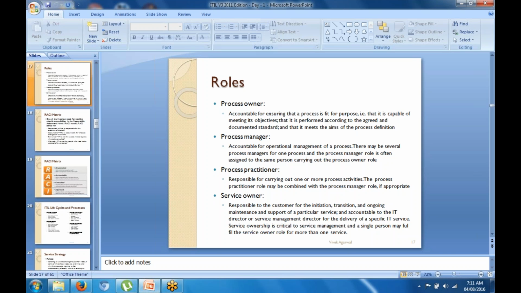Fine. Process manager: accountable for operational management of a process. There may be several process managers for one process, and the process manager role is often assigned to the same person carrying out the process owner's role. Basically this is the process manager to whom you map generally. Do you think it's a project manager who is driving this, who keeps monitoring this?